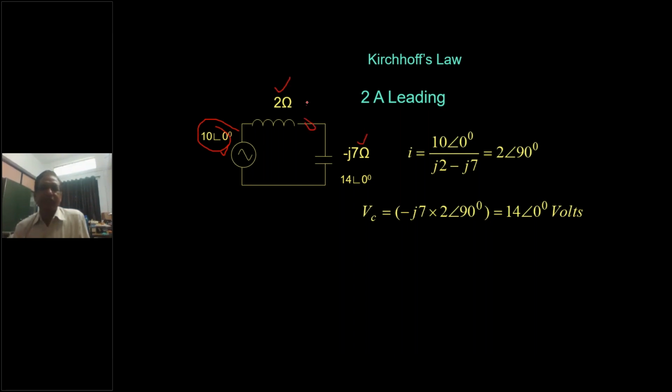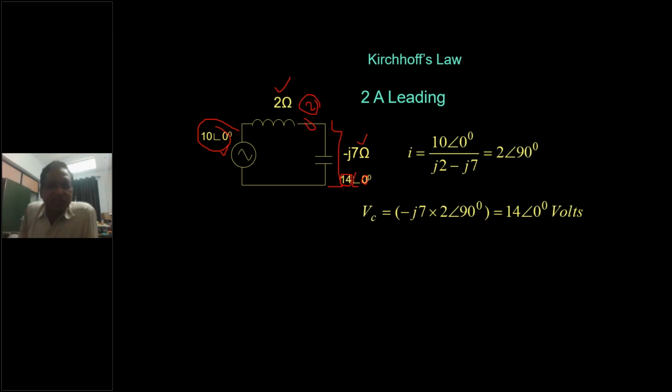The current will be 2 amperes. Why 2 amperes? This is a capacitance, this is an inductor, so 7 minus 2 is 5. So 10 divided by 5, the current is 2 amperes. Now see the voltage across this capacitor. 2 multiplied by 7, the voltage becomes 14 volt, and its angle is 0 degree.